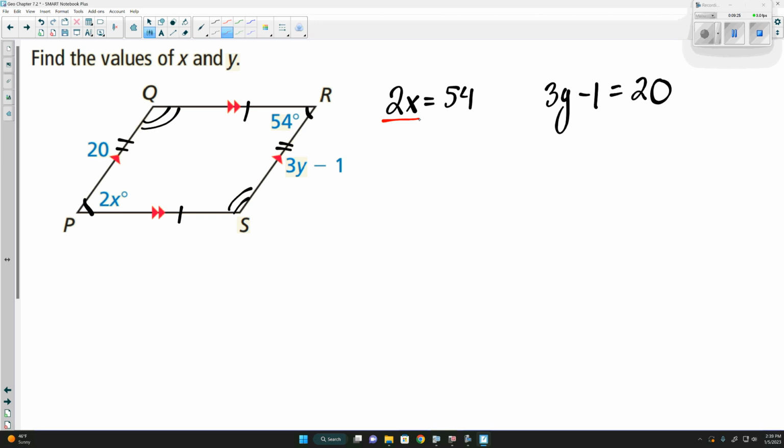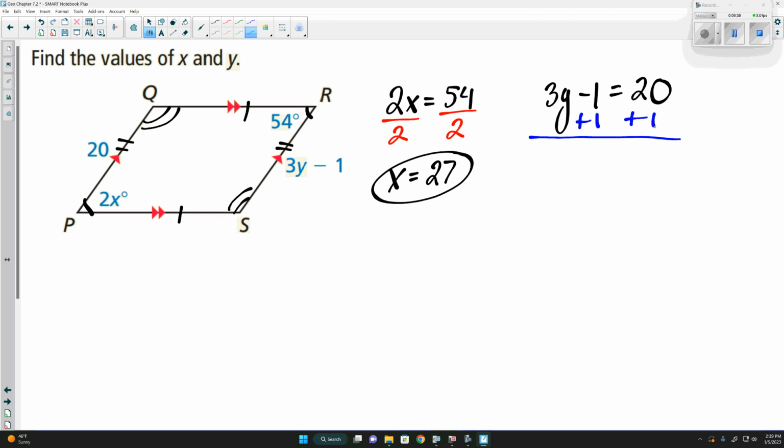Well, x is a little bit easier to solve because all we need to do is divide both sides by 2, telling us x is 27. So if we add 1, telling us 3y is 21. Then we divide by 3, telling us y is equal to 7.